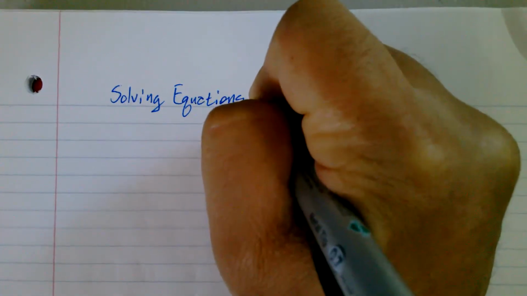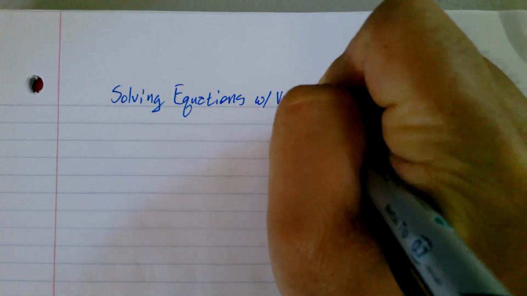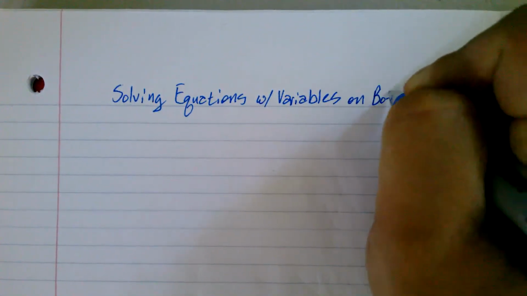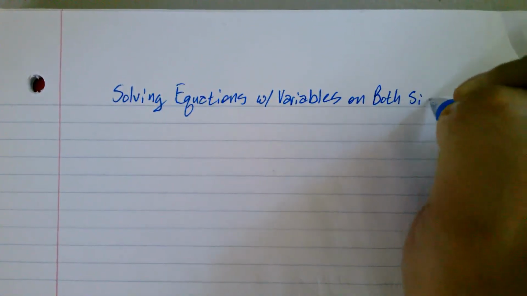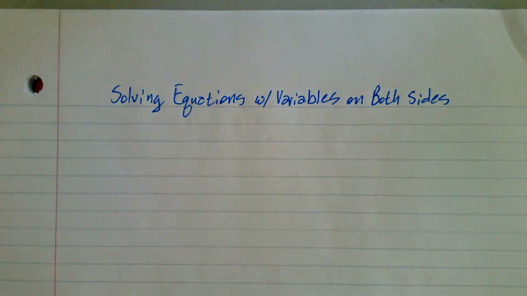So we're going to call this solving equations with variables on both sides. Now, when we say both sides, we mean both sides of the equal sign. Okay? That's important.